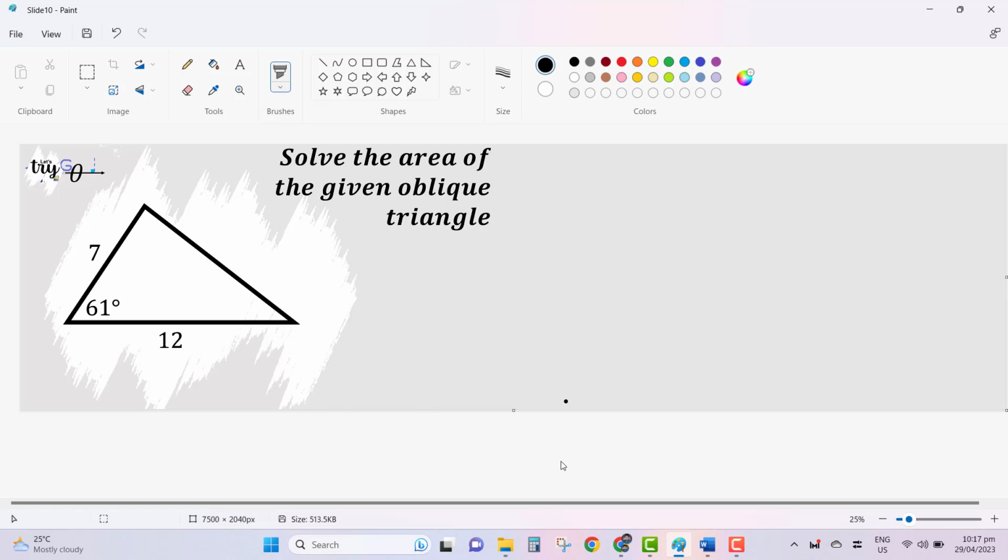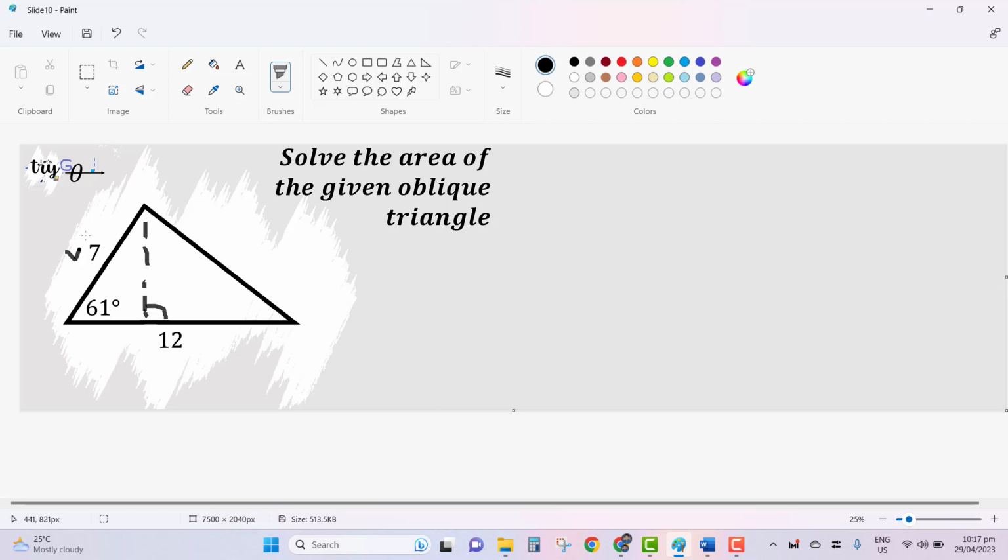Hi, for this problem we are to solve the area of the given oblique triangle. But we cannot use the usual formula of 1/2 base times height in solving the area of any triangle, since here we don't know the value of this line, which can be called the height perpendicular to your base. But we do have two formulas that we could use to determine the area of the given oblique triangle. But these two formulas will be dependent on the given measurements of our oblique triangle.